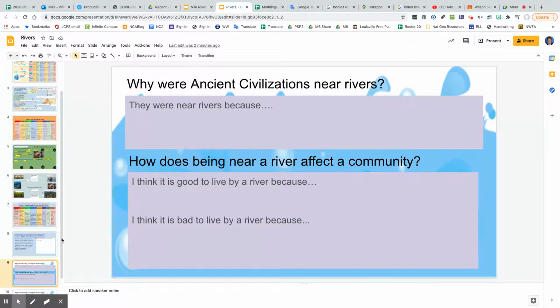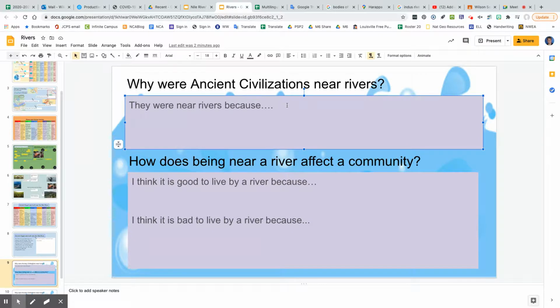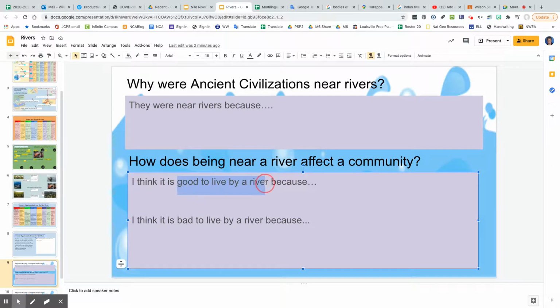Finally, on page 9, why were ancient civilizations near rivers? They were near rivers because you're going to click here on the purple and you're going to write why they needed rivers. And down here, do you think it is good to live by a river? Or do you think it is bad to live by a river? You can erase one of these and write an answer for the other.